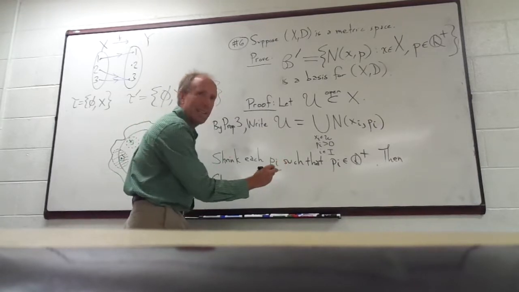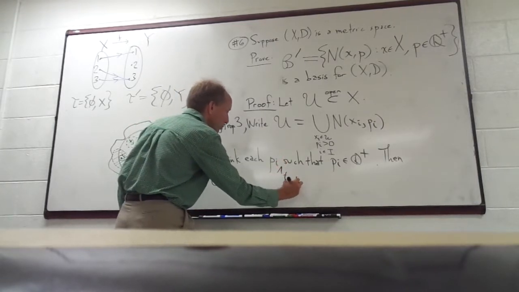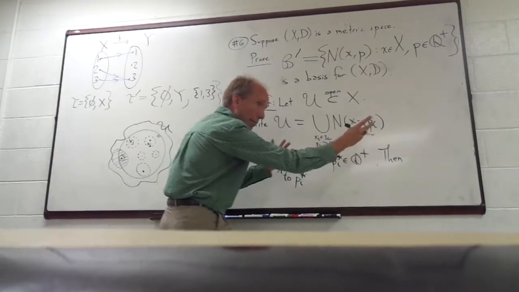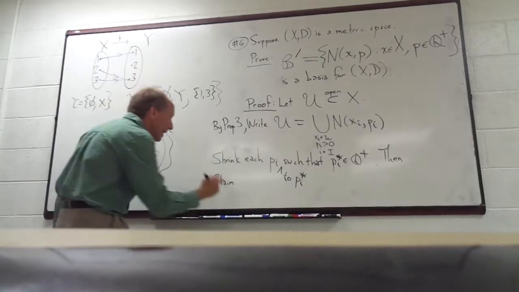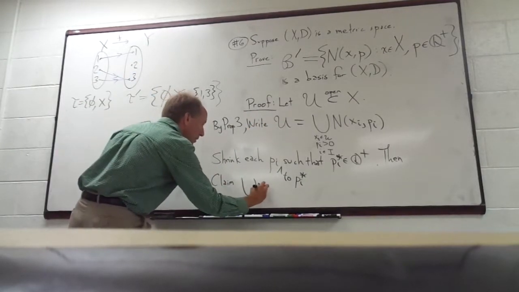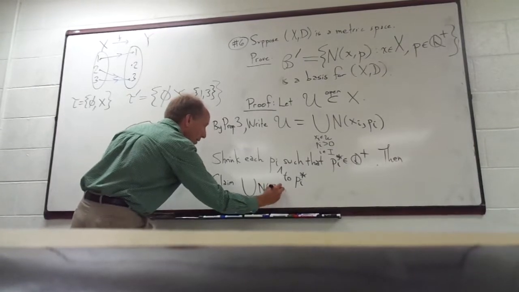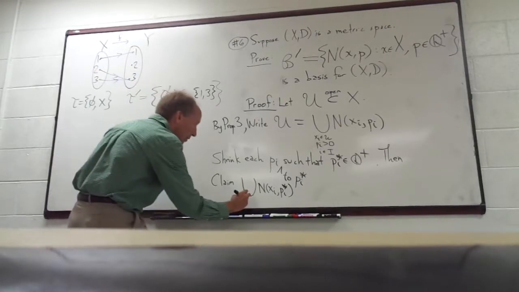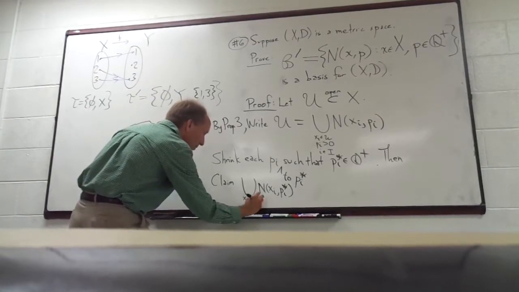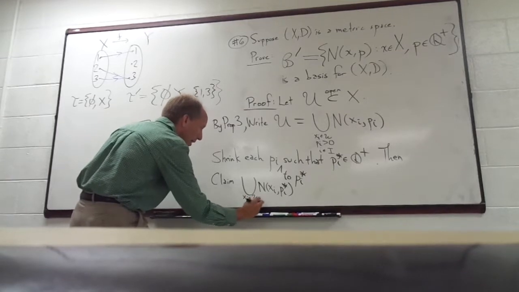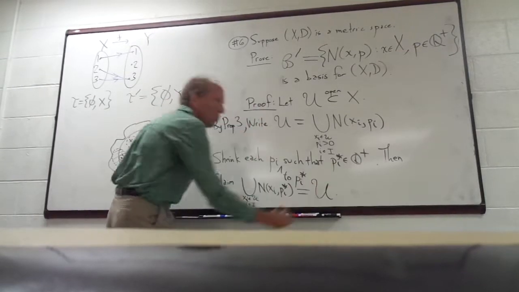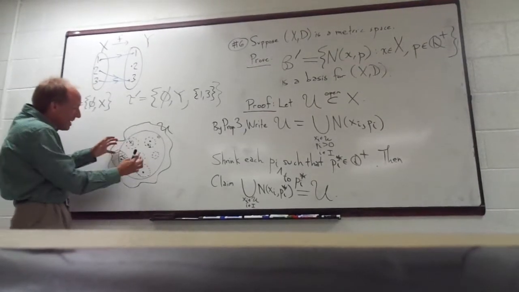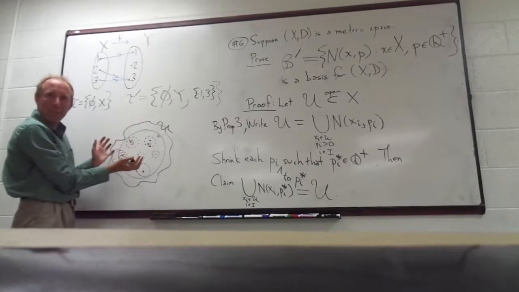Can I just change this slightly? Well, let me just call this pi star, such that pi star is in q plus. I want to make it clear that I'm changing the radius. I claim that if you take the union of the neighborhood around each point xi of radius pi star, where xi is in u, and i is in the index set, I claim that that is still equal to u. See, the risk, when we made the radii bigger, our set got too big.